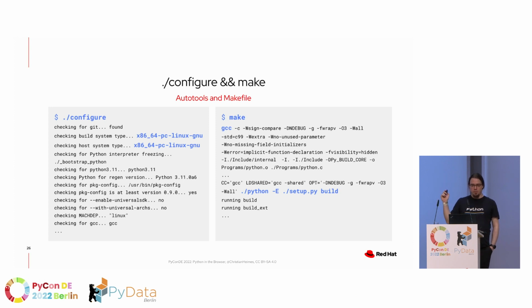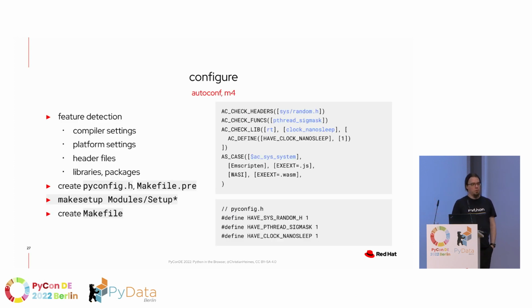The configure script, the first step we do, is using Autotools and M4 to do feature detection. It just runs the compiler, looks for files, looks for libraries, etc. You see some examples on the right. For example, it looks for a header file which defines APIs. It looks if glibc provides the pthread sigmask function. It looks for real-time clock information for a very fast and very precise clock. Or it does some WebAssembly specific changes. So it looks for the system, which for example can be Emscripten, and then it knows the binary that comes out at the end has a JS extension.